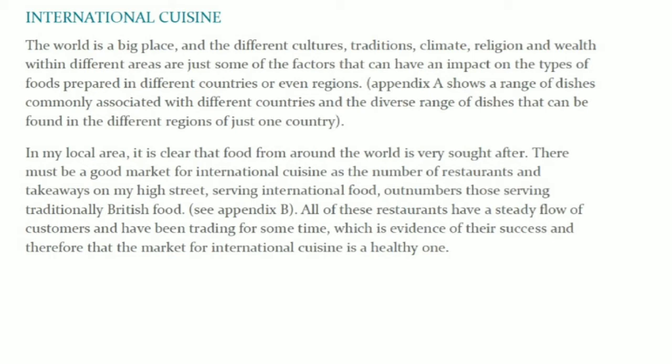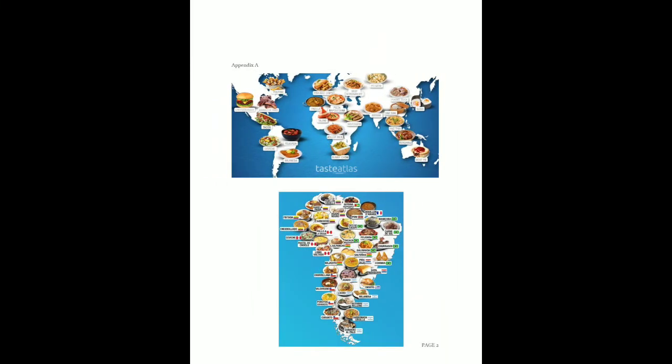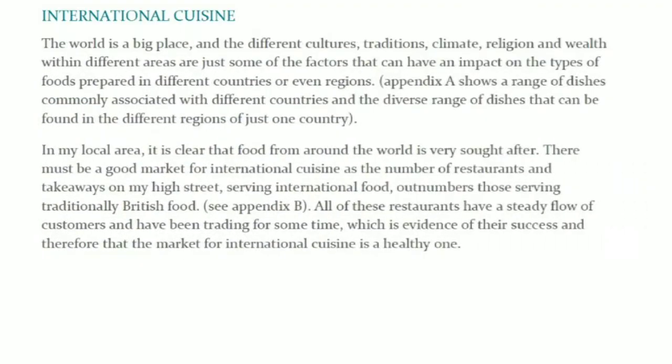The world is a big place, and the different cultures, traditions, climate, religion and wealth within different areas are just some of the factors that can have an impact on the types of foods prepared in different countries or even regions. Appendix A shows a range of dishes commonly associated with different countries and the diverse range of dishes that can be found in different regions of just one country. When we go to Appendix A, we can clearly see how I've justified my comments. This is evidence backing up what I'm saying, and it's been accredited to the source I found it as well.